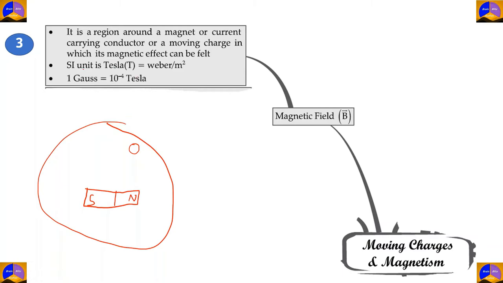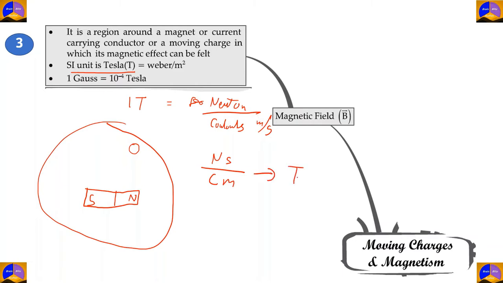The SI unit for a magnetic field is known as Tesla. So Tesla is basically Newton, which is the unit of force, divided by coulombs, which is the unit for charge, and then meters per second, which is the unit for velocity. So it becomes Newton second by coulomb meter. And this is named as Tesla in honor of Nikola Tesla, the man who found out AC current was better than DC current.